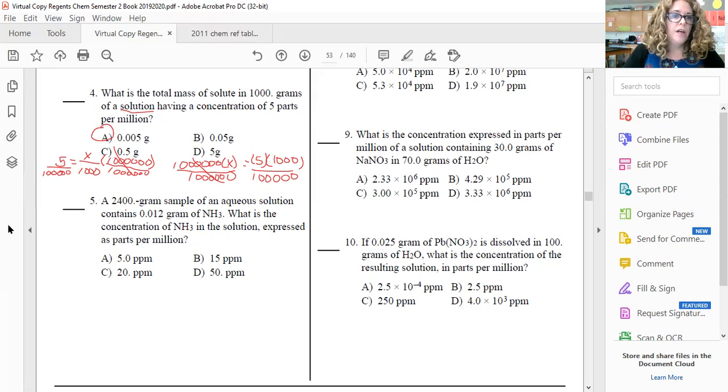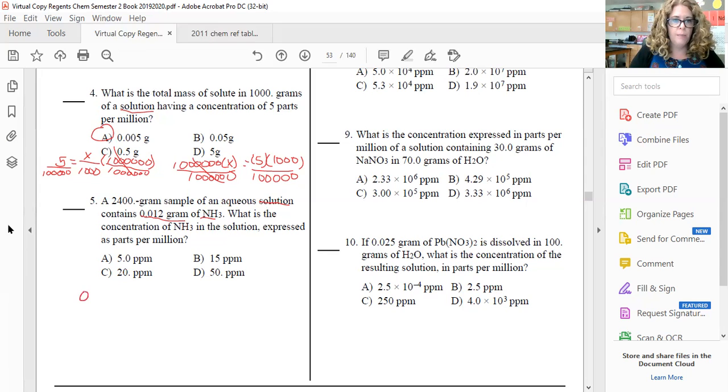Number 5, a 2,400 gram sample of an aqueous solution. Okay, so here's my mass of the solution, not water, right? You've got to make sure you're reading this carefully. So that's my mass of solution. And I have the mass of the solute right here, because that's the ammonia, right? Because that's what's being dissolved. And what is the concentration in parts per million?